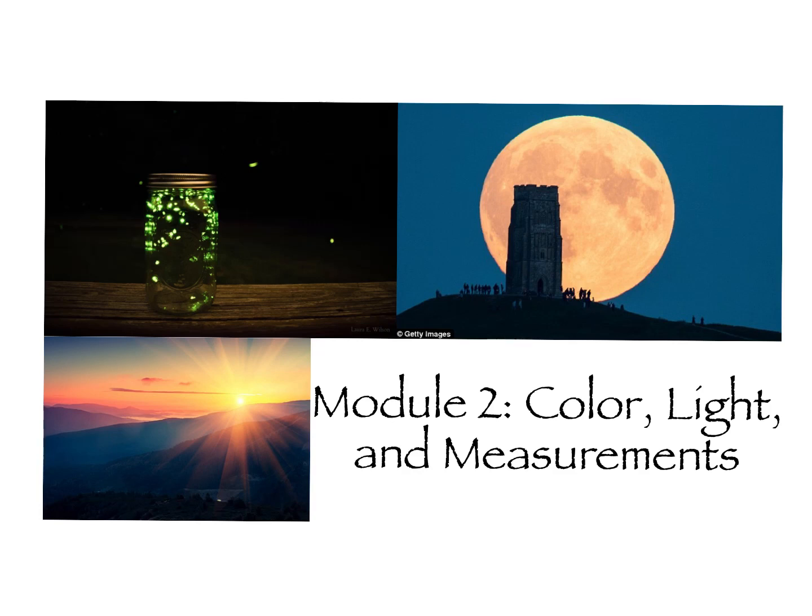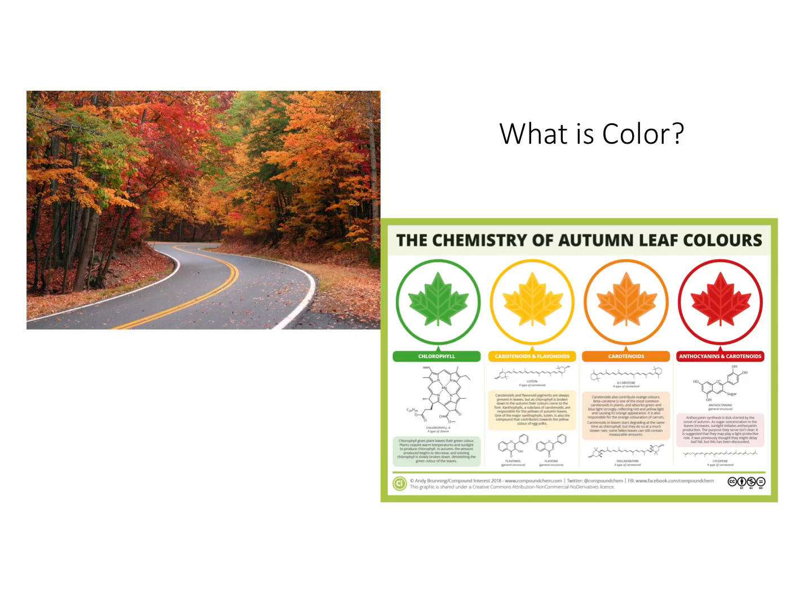In this module, we are going to look at color and light and how to make measurements. One of the things to be aware of is that when we think about the question, what's color? Colors don't exist until we see them. There's no such thing as color without the eyes and the brain.